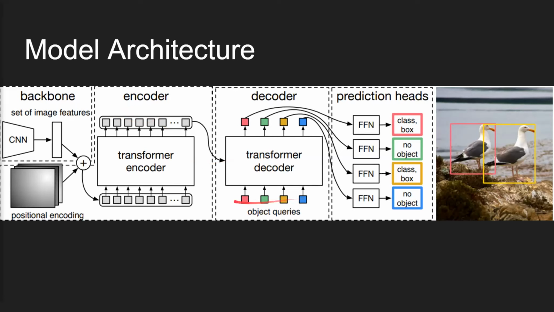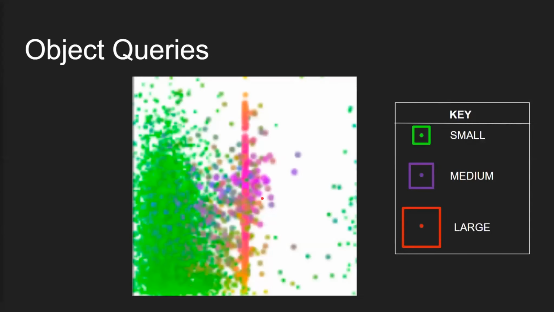So what are these object queries that they're passing in? So this diagram shows where this specific one object query is looking, and it's predicting the center of the bounding box within an image. So each dot corresponds with the center of a bounding box, and the color of each dot corresponds with the size of the bounding box. So a green color would represent it's a small bounding box, purple would mean it's medium, and red would mean it's a large bounding box.